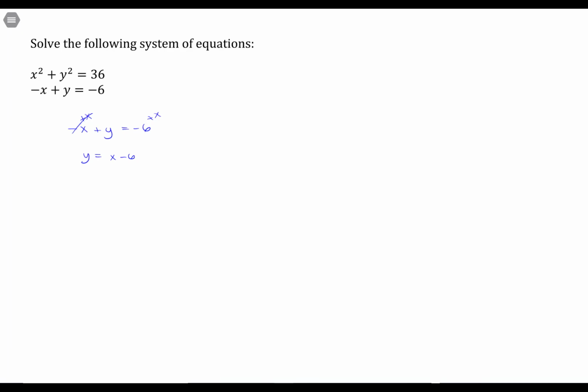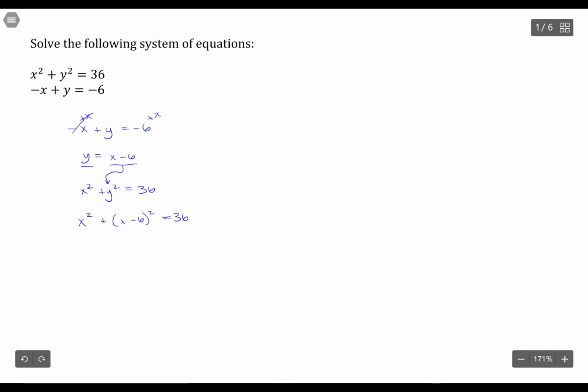So the other equation, I have x squared plus y squared equals 36. So I'm going to take what I know for y and replace that into the other equation. So x squared plus (x minus 6) quantity squared equals 36. Now, there's certainly different ways of using Gauss-Jordan and elimination for solving these types of systems, but in my opinion, the easiest thing to use is substitution.